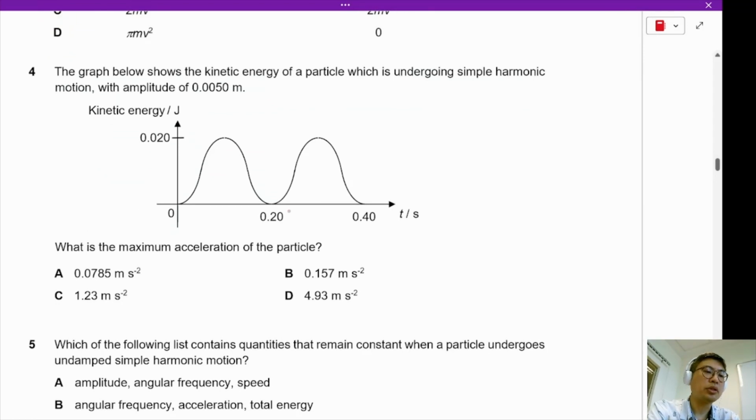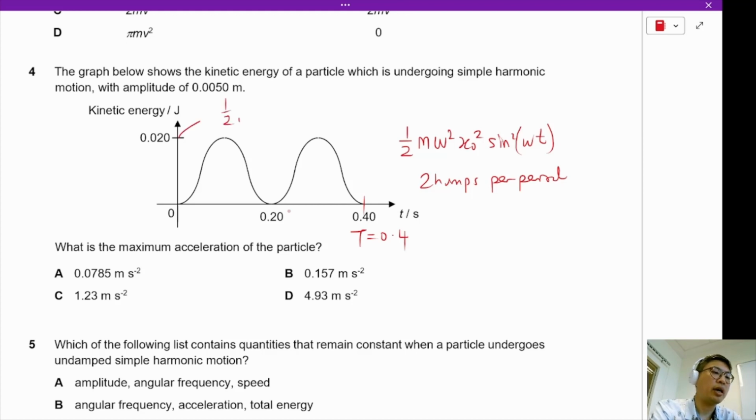For simple harmonic motion, the kinetic energy of the object is given by half m omega squared x naught squared sine squared omega t. Now for the sine squared omega t, there are 2 humps per period. Okay, right, so the period here will be 0.4 seconds. So the KE is given by half m omega squared x naught squared. The amplitude is 0.0050 meters.